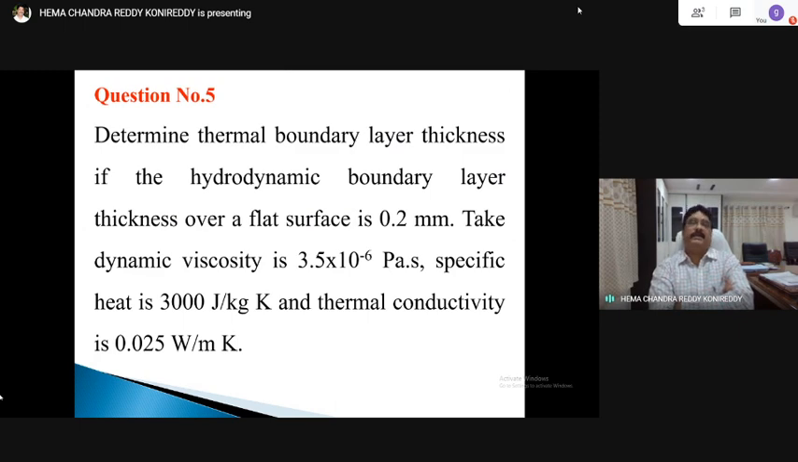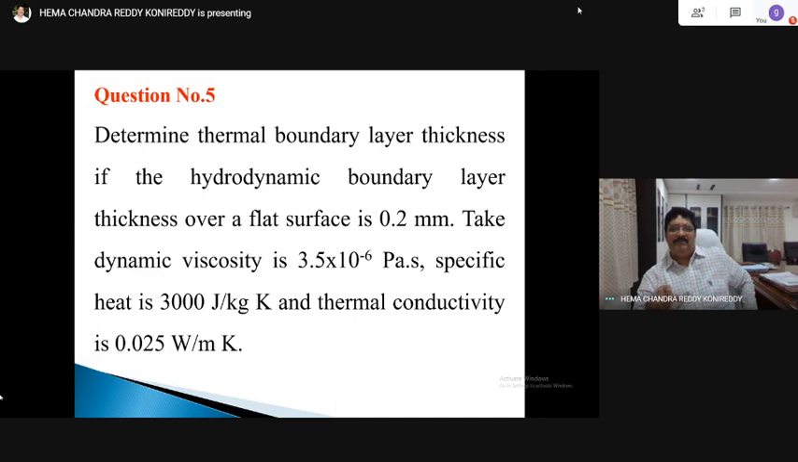Determine the thermal boundary layer thickness. If the hydrodynamic boundary layer thickness over a flat plate surface is 0.2 mm, delta H is equal to 0.2 mm. Take the dynamic viscosity mu as 3.5 into 10 power minus 6 Pascal second. Specific heat is given and thermal conductivity is given. So mu is given, Cp is given, thermal conductivity is given. Do you remember any dimensionless number? Quite obviously, you remember Prandtl number. What is Prandtl number? Mu Cp by k.